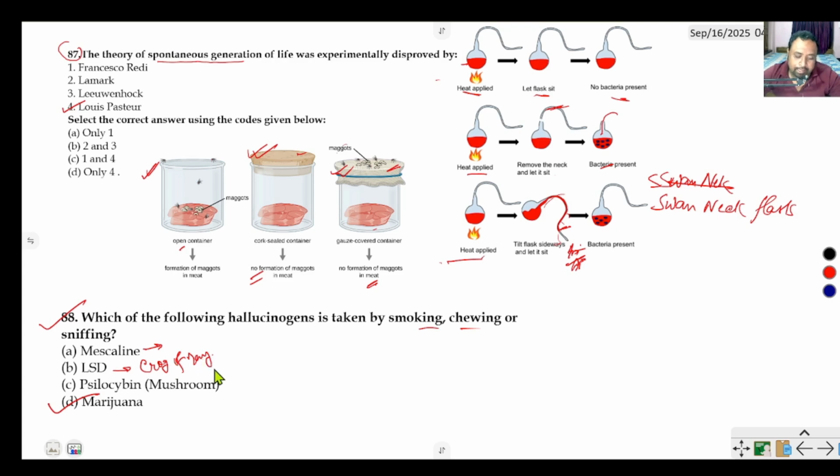Mescaline is a psychoactive drug. Active drug from peyote and San Pedro cactus.